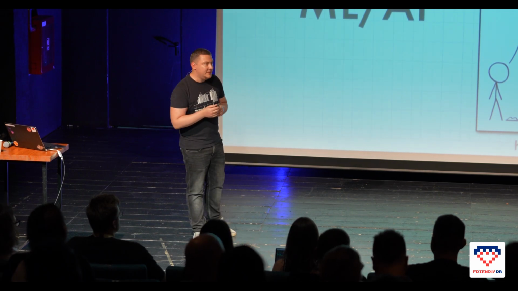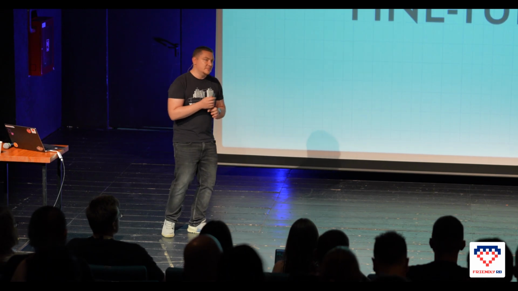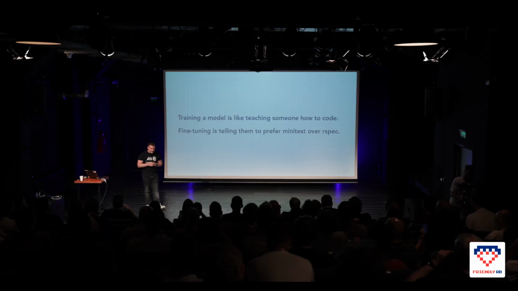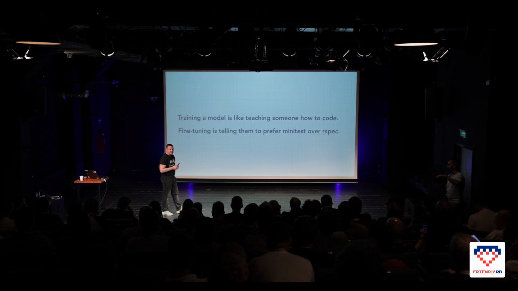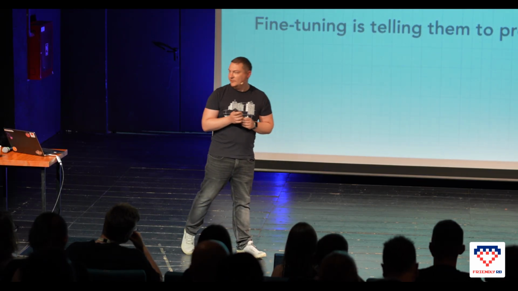And this stirring can be done in several steps. And fine-tuning is like the small stir at the very end to get the really, really nice results. So if you're training a model, fine-tuning is like adding an extra nice feature on top of it. And you can think of it that training is basically teaching someone how to code. And fine-tuning is basically telling them to use minispec over rspec.